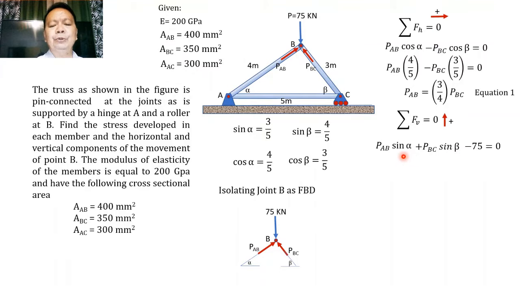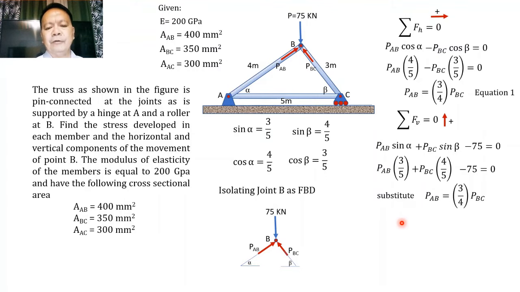If we substitute the values of sine of alpha and sine of beta, which are equal to 3/5 and 4/5 respectively, the equation will be reduced to P of AB multiplied by 3/5 plus P of BC multiplied by 4/5 minus 75 equals 0. Now if we substitute the value of AB, which is equal to 3/4 of P of BC, in the equation above, our equation becomes 3/4 of P of BC multiplied by 3/5 plus P of BC multiplied by 4/5 minus 75 equals 0.